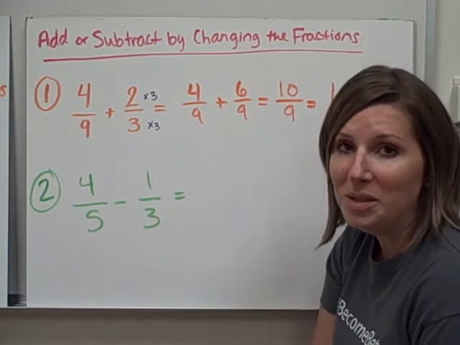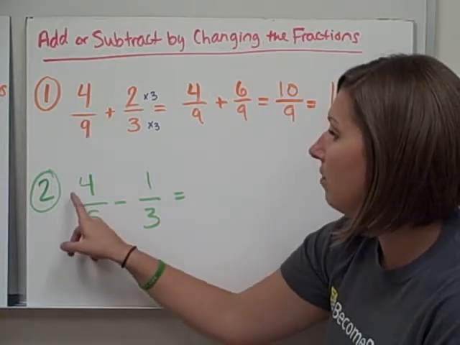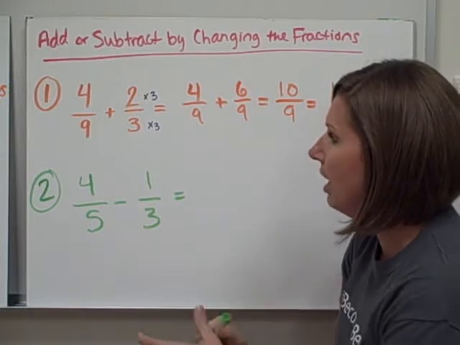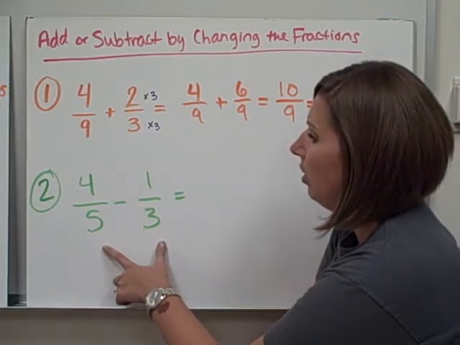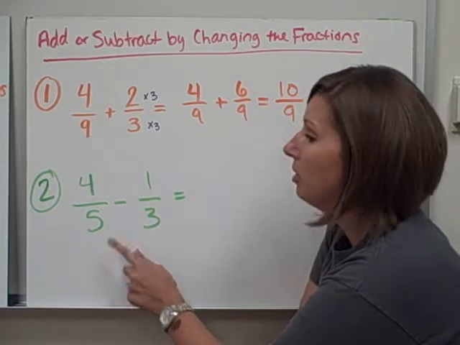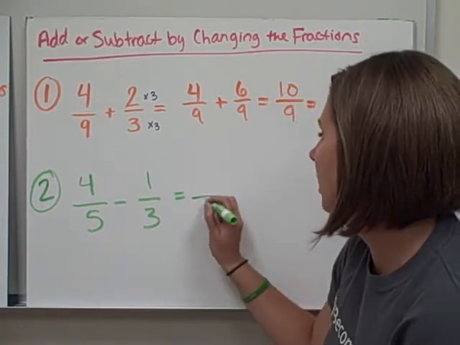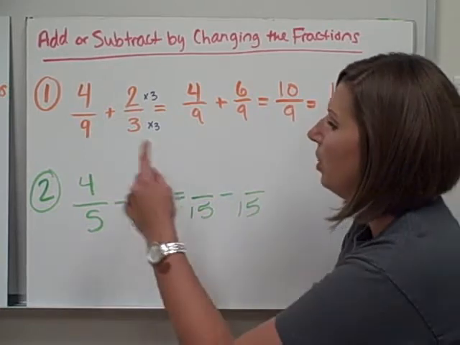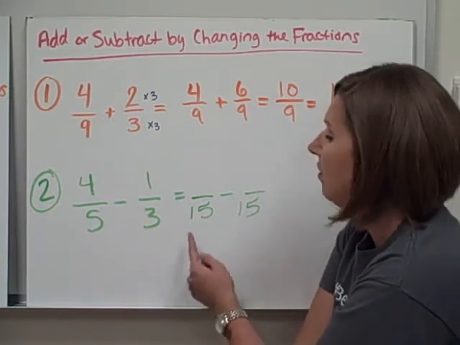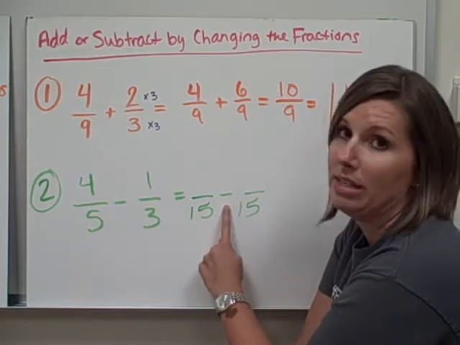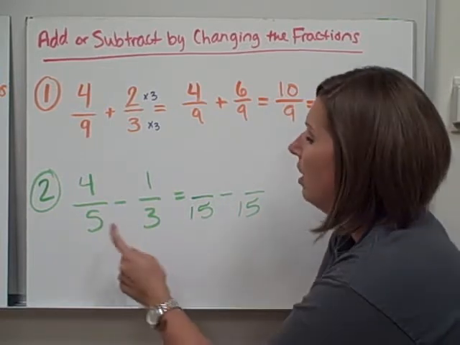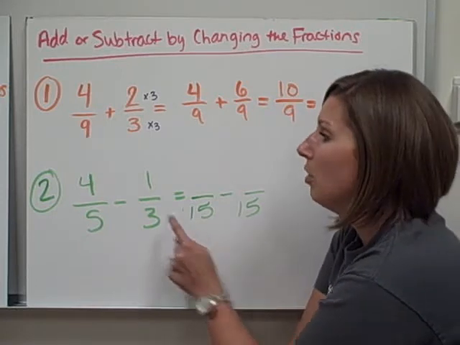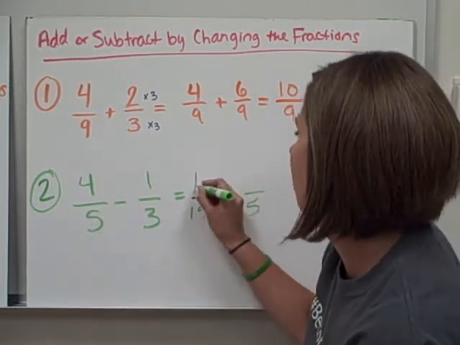Now, example 2, I'll do with you guys. So I have 4/5, and I'm taking away 1/3. I need to ask myself, what is an equivalent denominator or a common denominator between the numbers 5 and 3? And that answer is 15. So I need to rename these fractions so that they have a denominator of 15, and I'm subtracting them. So I have to ask myself, 5 times what is 15? 5 times 3 is 15, so 3 times 4 is 12.